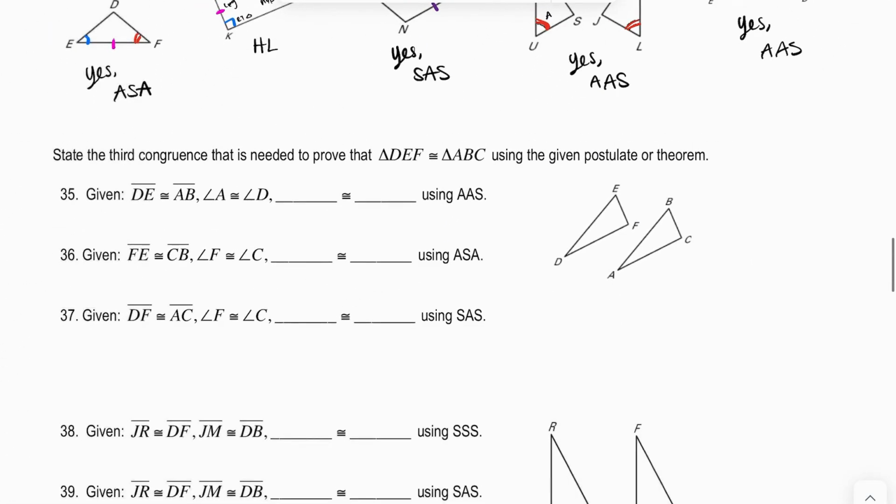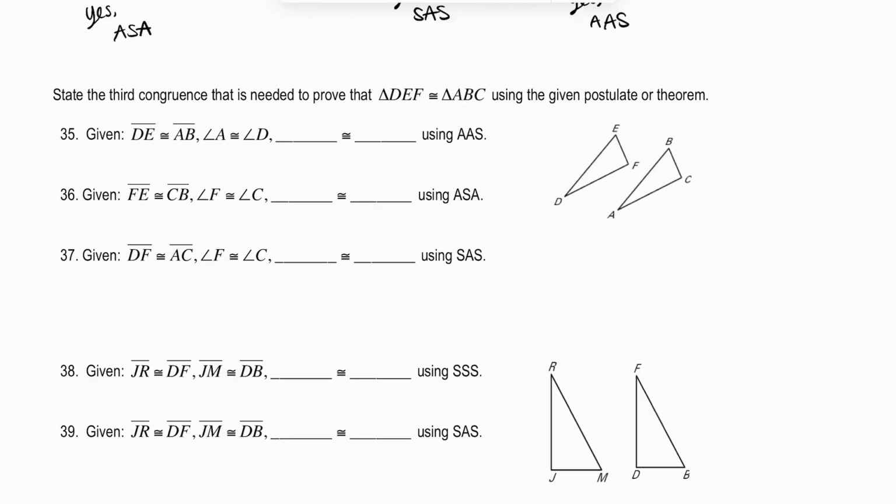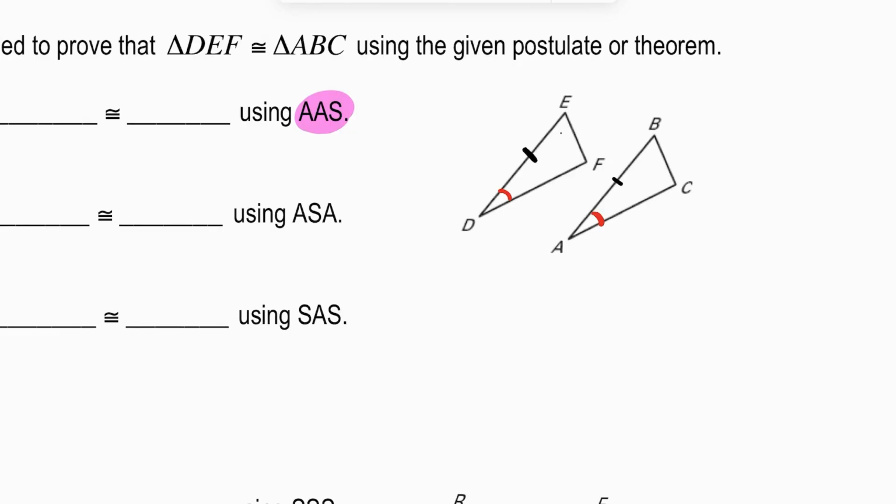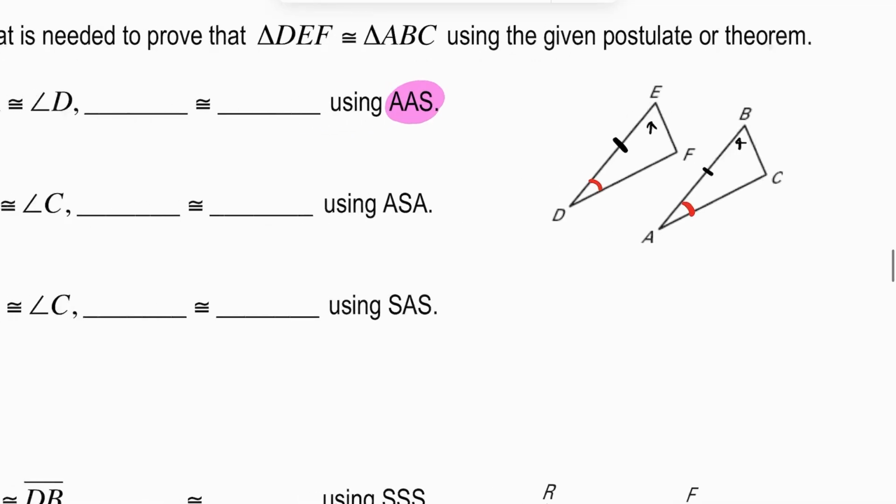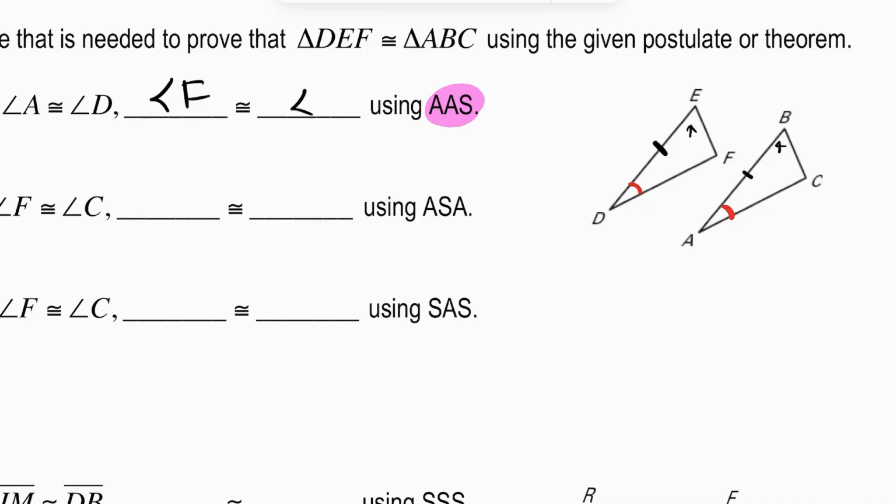All right. For 35 through 39, we need to figure out what we would need to fill in to prove that these two triangles are congruent with the given theorem. So we're given that we need to use angle, angle, side, and we're given that DE is congruent to AB, and angle A is congruent to angle D. We want to use angle, angle, side. So we wouldn't want to use E or B because that would give us angle, side, angle. So the other angles would be angle F and angle C.